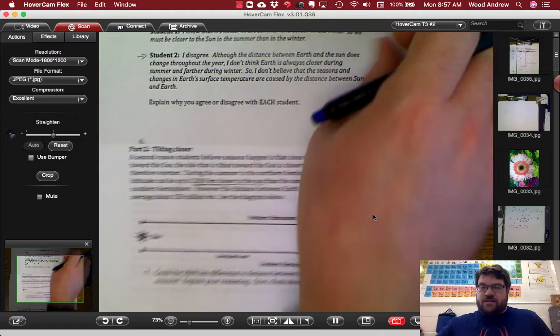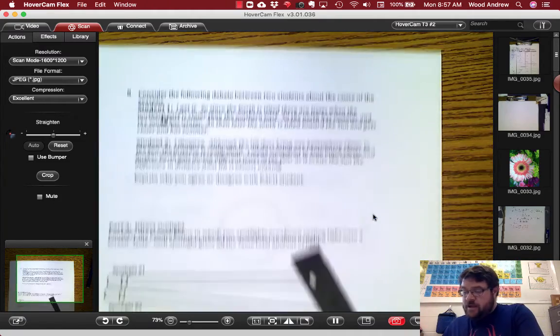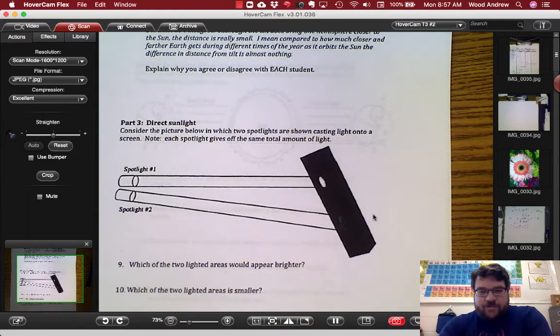So what does cause seasons? We know it has nothing to do with distance. Well, let's take a look at part 3. Okay. Here we have a diagram of a spotlight and an angled piece of wood. Okay. Doesn't seem very relevant. It will.